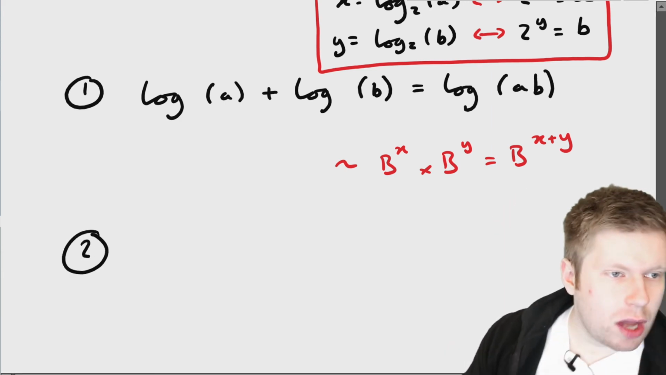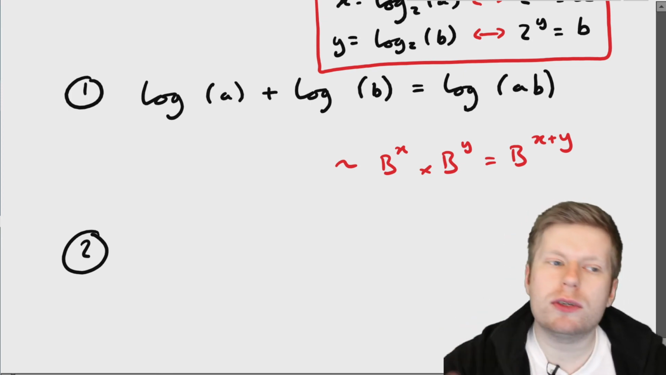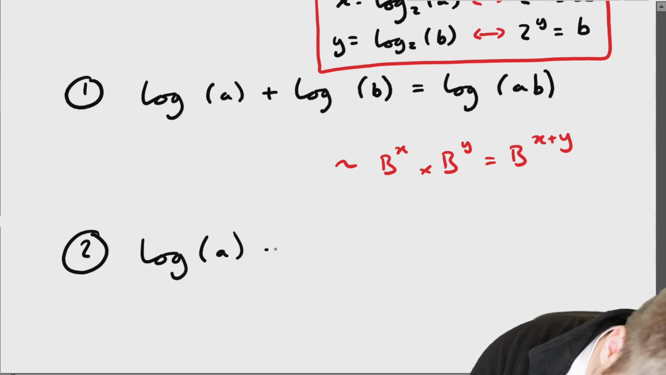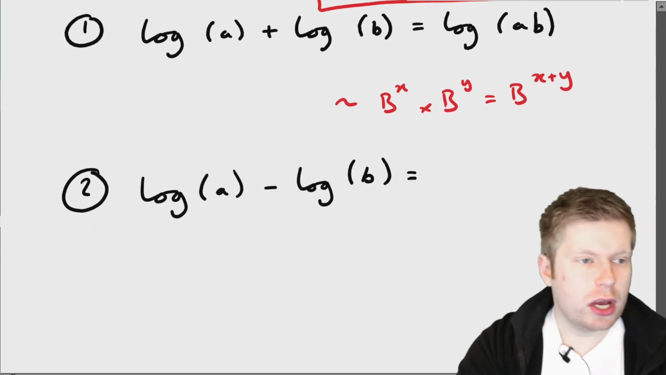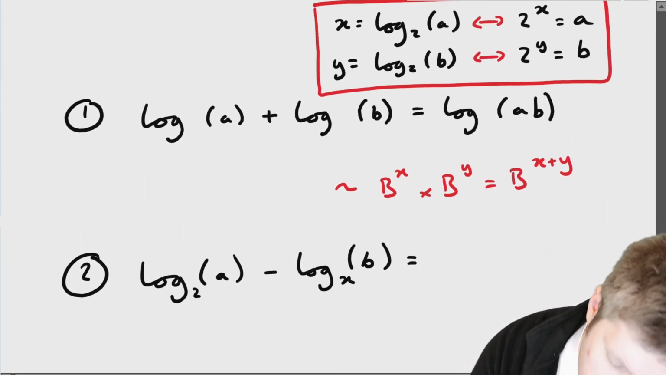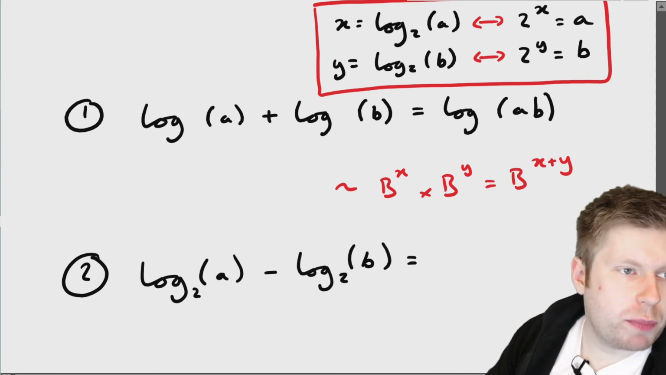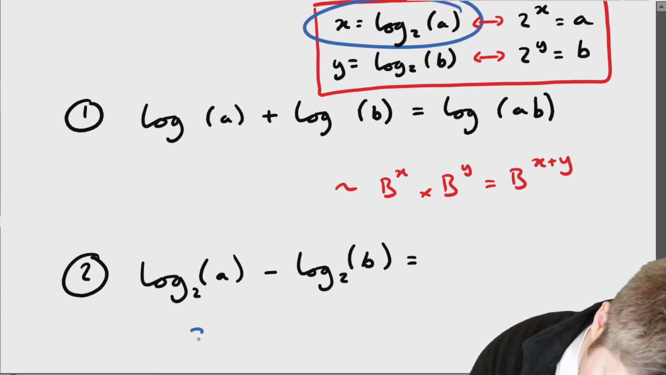So if you remember, there's another analogous sort of law of indices here, which is where you divide, okay? So I'm going to say, well, okay, if I have log of a, take away log of b, in other words, I'm subtracting in the powers. So again, let's say log to the base 2 just for the sake of argument for the time being. So I've got log to the base 2 of a minus log to the base 2 of b. Well, I've said log to the base 2 of a is x, okay, so I'm going to call that x.